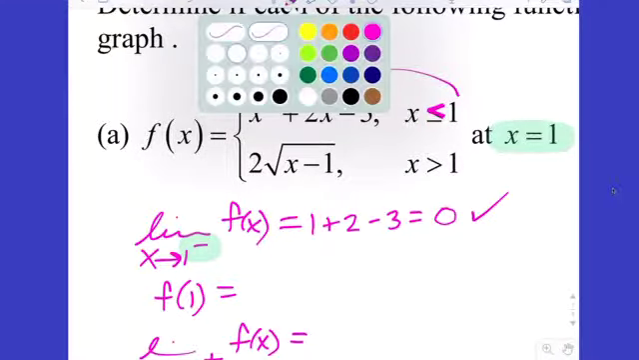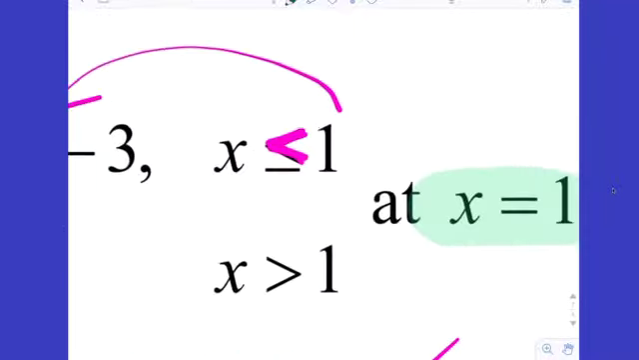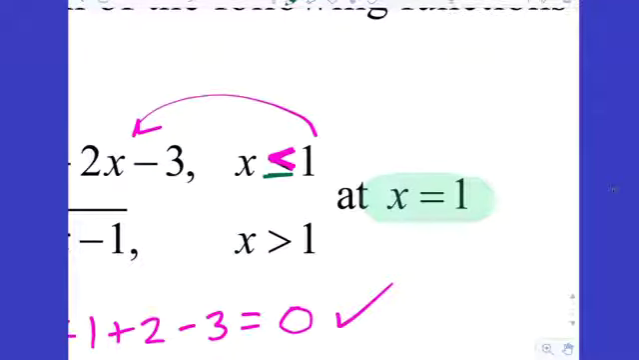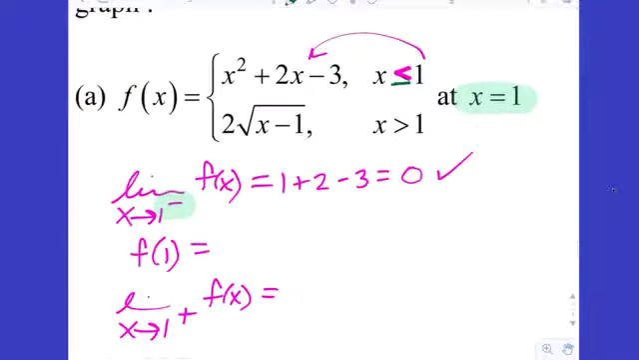Now for the next one, I'll color code it. F of 1, which piece do we use for f of 1? Top or bottom? The top, right? Because that's also a piece like the warm-up that has the equal sign. So you're looking for the equal sign now. And by direct substitution, you're going to get the same value of 0. So the left-sided limit and the function value are the same by definition.